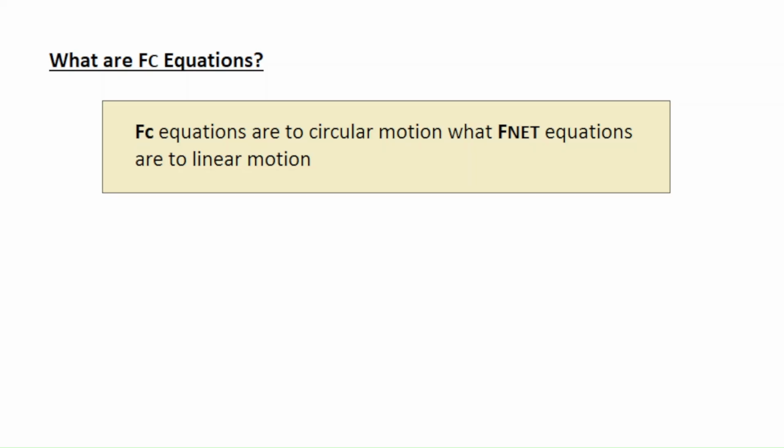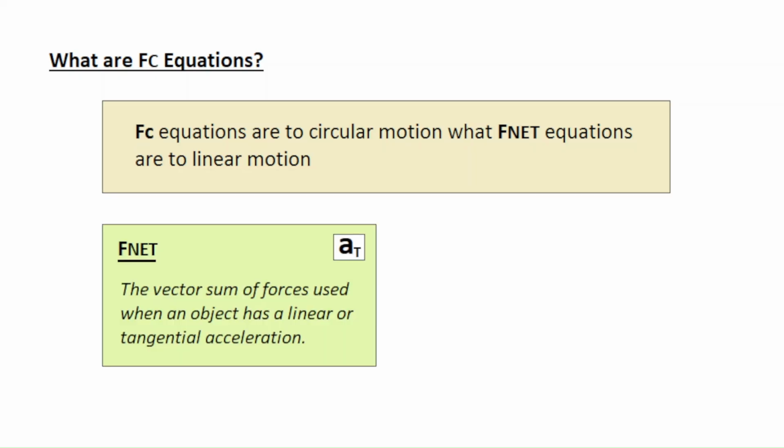These are to circular motion what net force equations are to linear motion. Net force is the vector sum of forces used when an object has a linear or tangential acceleration. So you are analyzing the linear motion of an object, and you are using an F-net equation to explain why it is speeding up or slowing down.